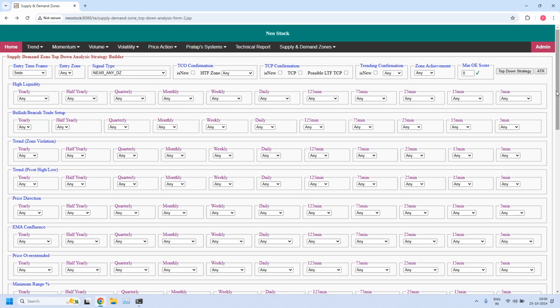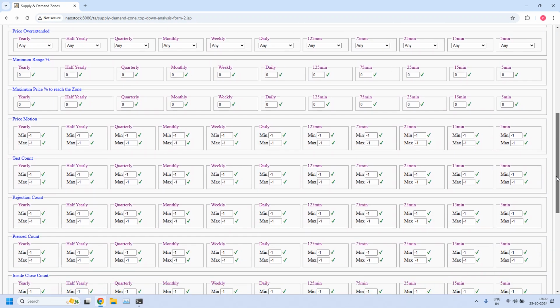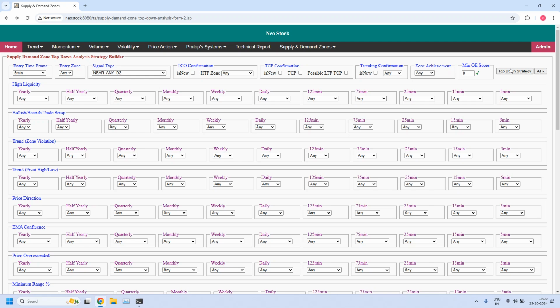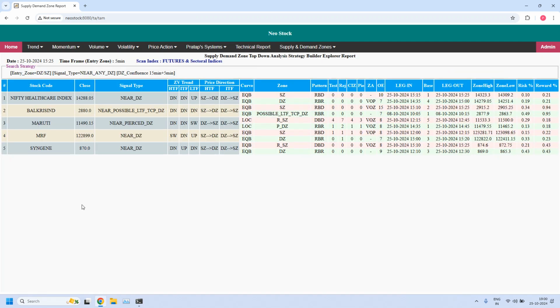That is 5 minutes demand zone confluence with 15 minutes demand zone. I am enabling the filter. Let's verify. So these 5 demand zones are having confluence with ITF, but one zone is pierced. You can ignore that stock.